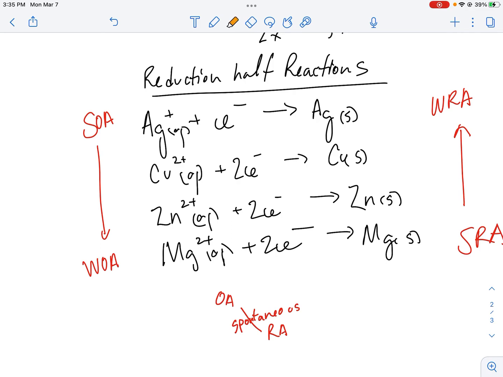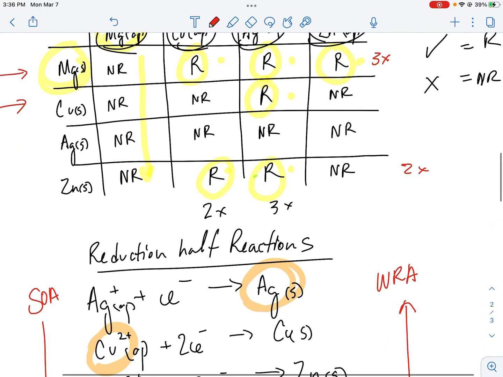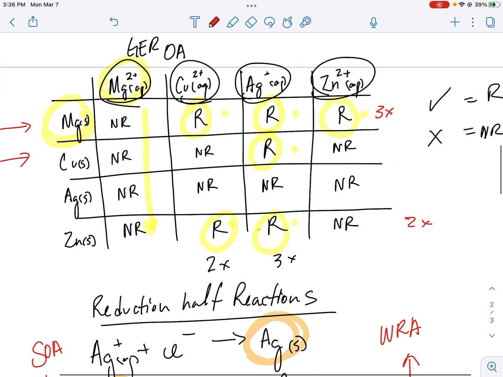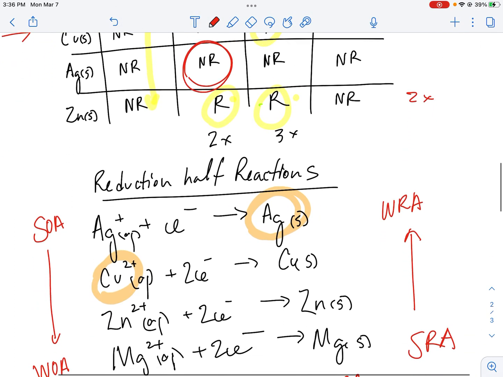For contrast, if I had copper 2 ion and silver solid, so now my oxidizing agent is below my reducing agent, this will be a non-spontaneous reaction. And so if I go into my table again, I was saying copper 2 ion and silver. That's a non-spontaneous reaction.